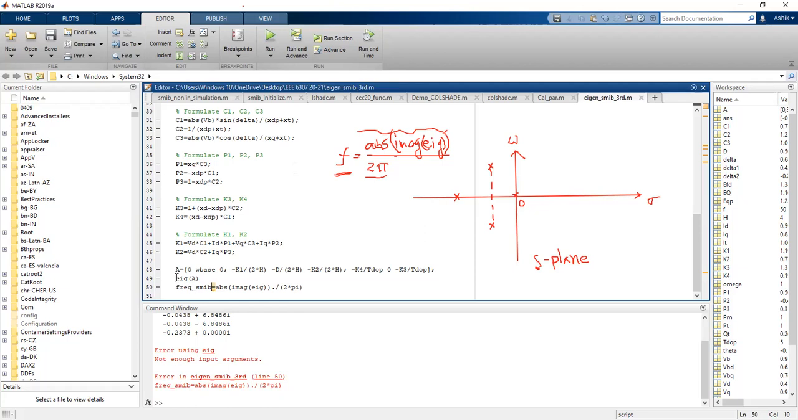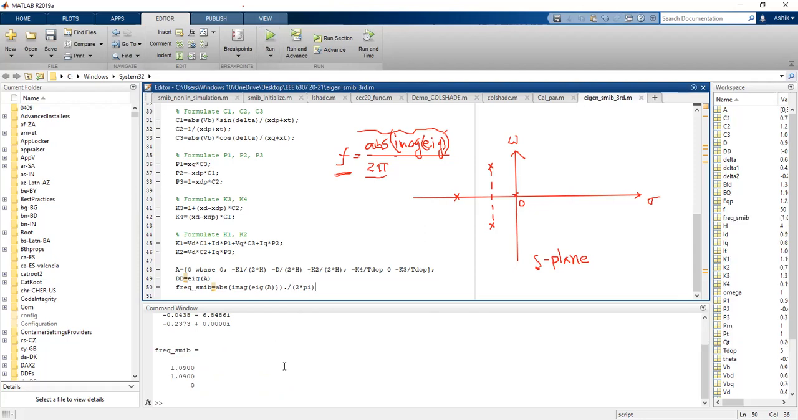Okay, so that means probably we have to give it some name. So let's say it is something like dd. So imaginary of dd. Or we can also say this is eigen of A. So there is a mistake. It should be eigen of A, or you may give it a variable name.